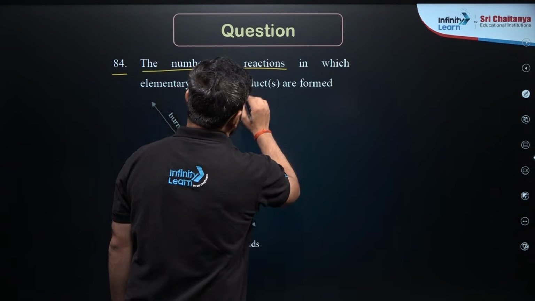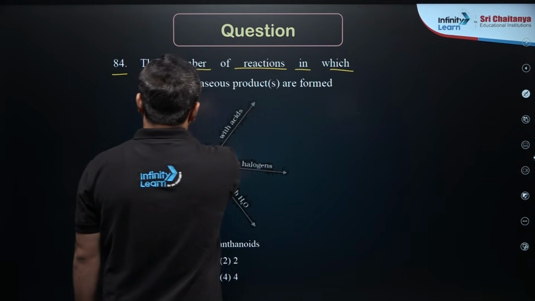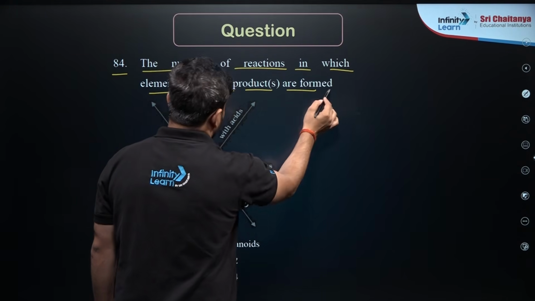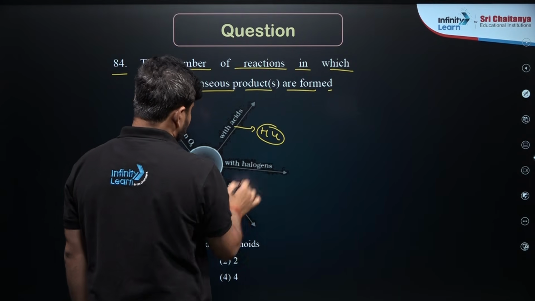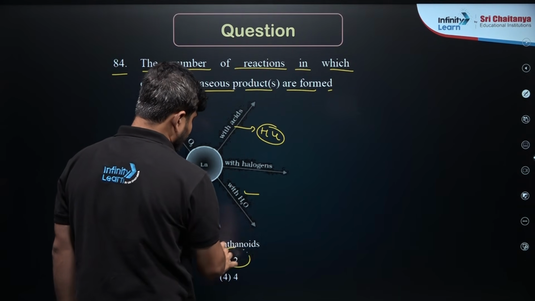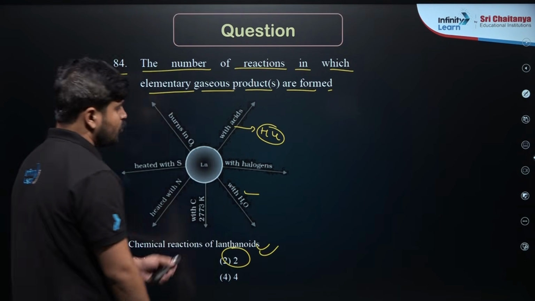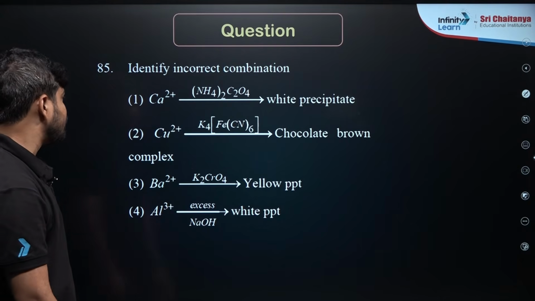The number of reactions in which elementary gaseous products are formed. Okay, so gas will form with HCl and with water. So definitely here 2 will come. Total how many gaseous products, it will come 2 only. So the second is the correct answer of this question.